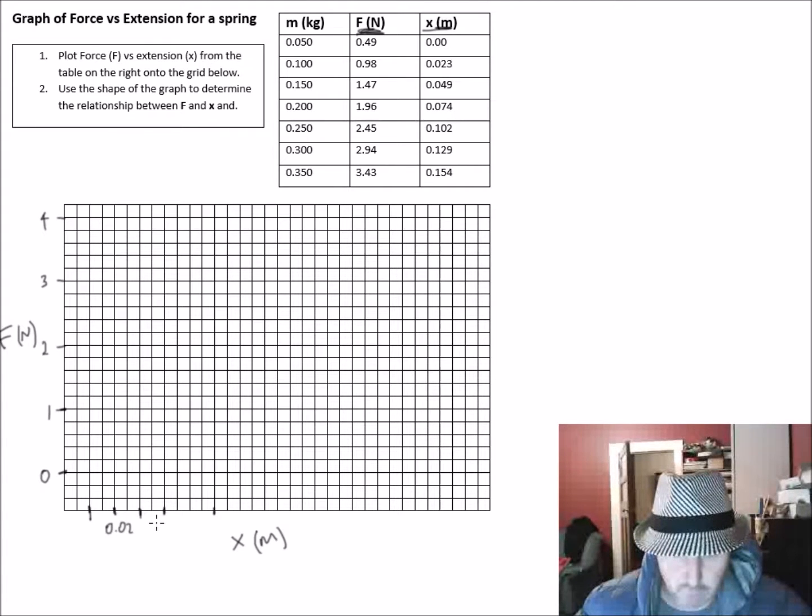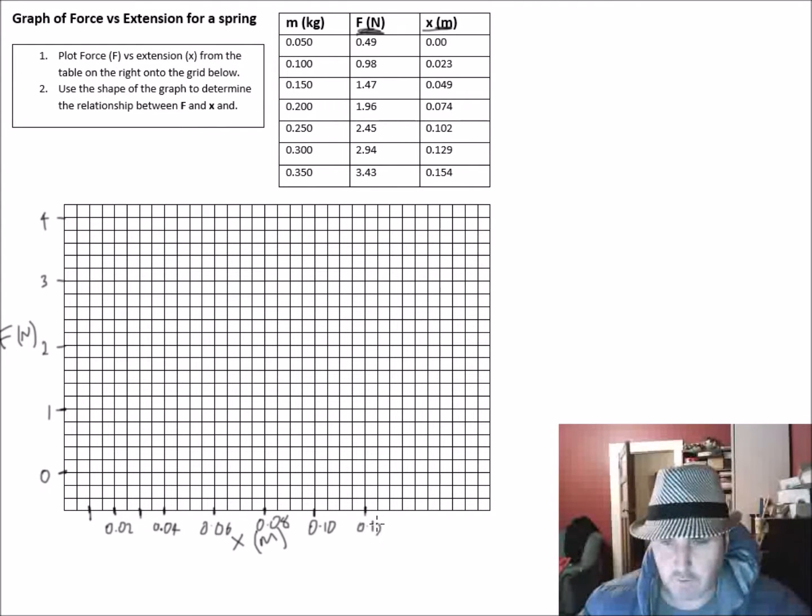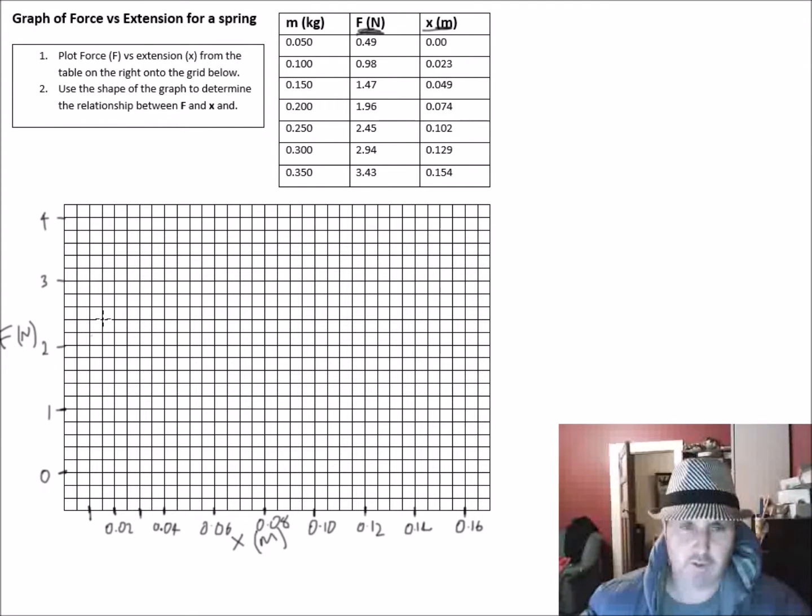0.02, 0.04, 0.06, 0.08, 0.10, 0.12, 0.14, and 0.16. Okay, so now I've got my two axes. Scales are nice and even. They're labelled, so I'm going to go ahead and plot the points.